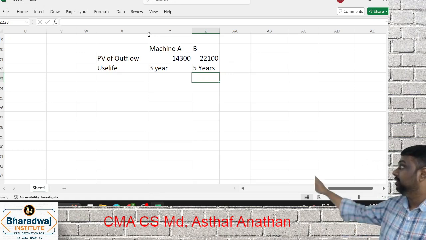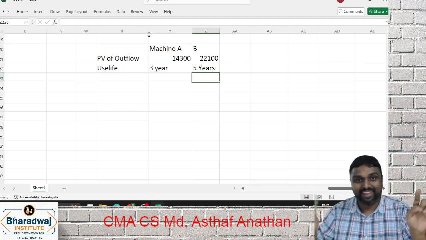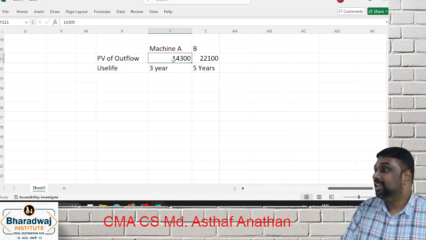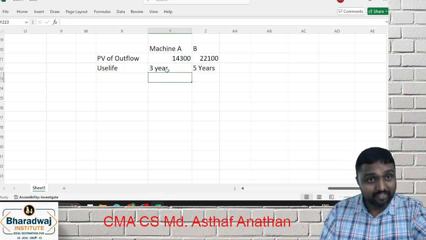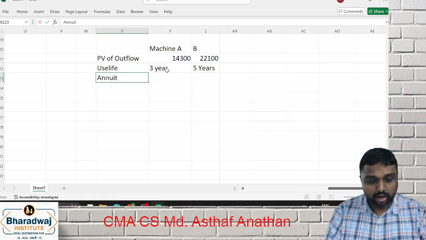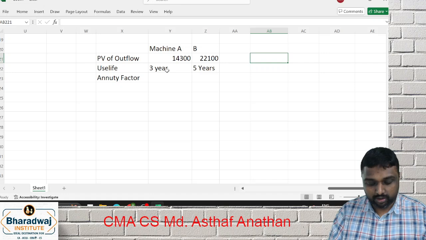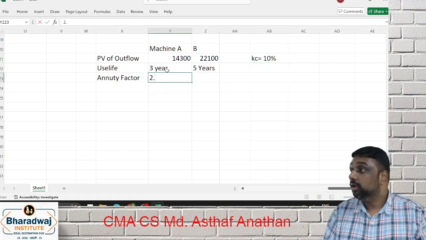So here, one is 3 years and one is 5 years, so you can't compare directly. If both were 5 years, the best would be A. But here the years are not the same. So what will you do? You have to go for EAC, very good: equalized annual cost. Again you have to use the annuity factor, same 10%. Can you tell me what the rate is?